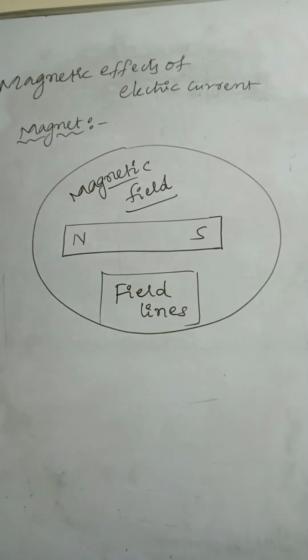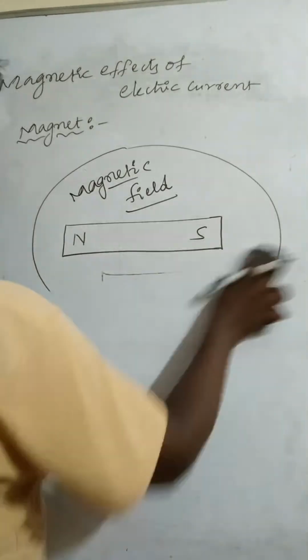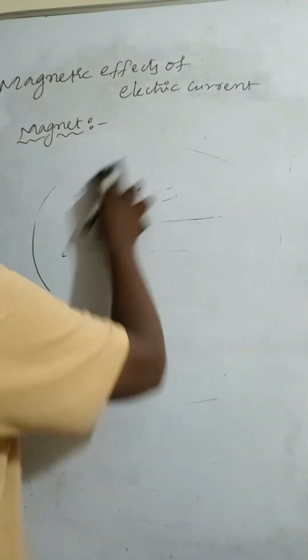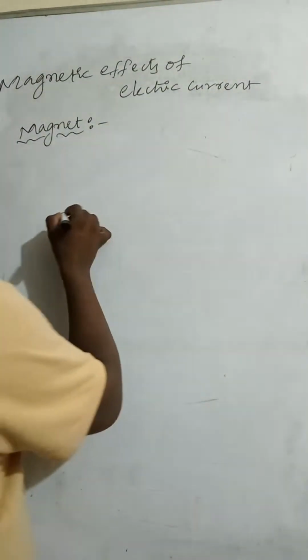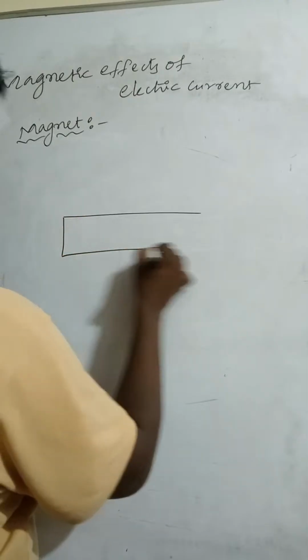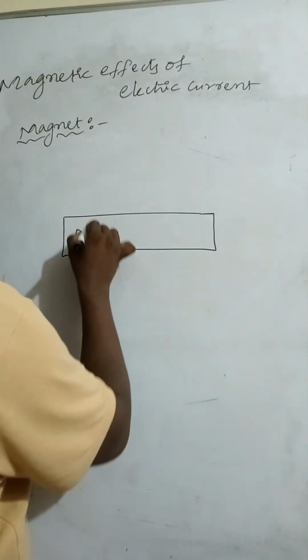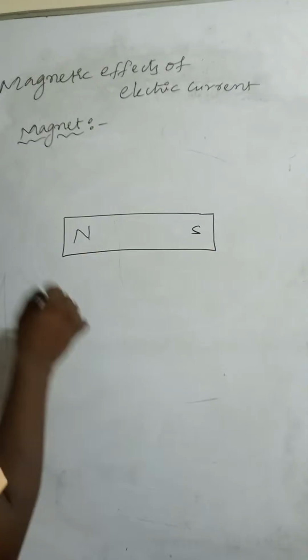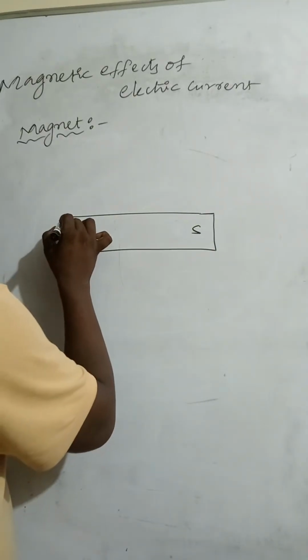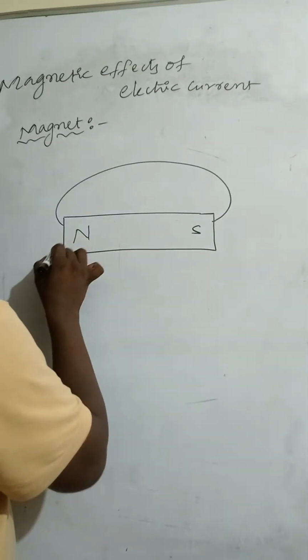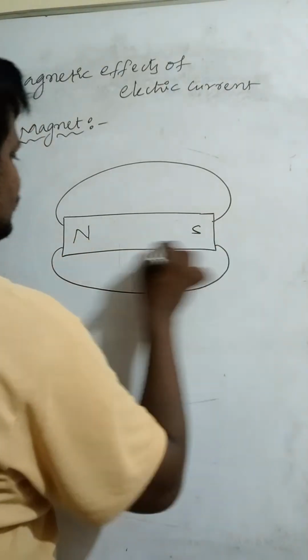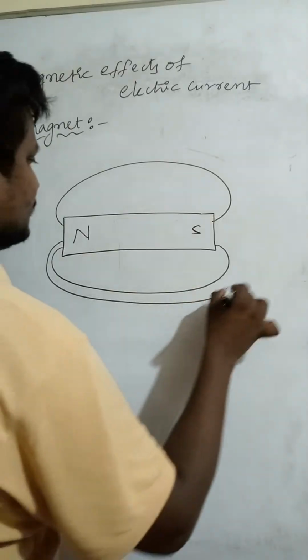So the field lines will be there. Now we will see how the field lines look. You can observe the magnetic field around a bar magnet. So I'm taking a bar magnet, north and south. The magnetic field will start from north and reach the south. I'm considering it like this.